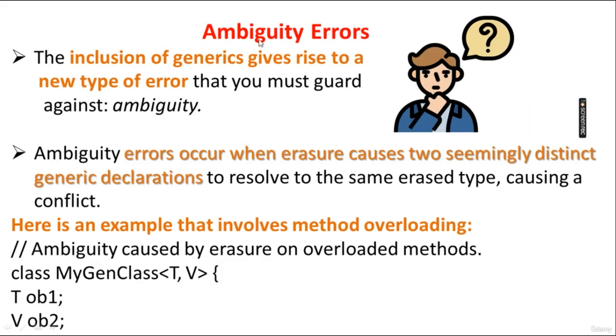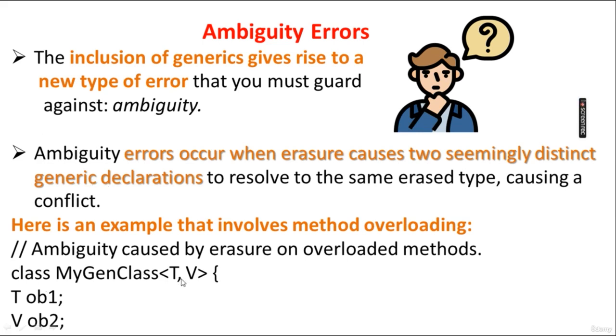Now, ambiguity errors. The inclusion of generics gives rise to a new type of error that you must guard against, that is ambiguity. Ambiguity errors occur when erasure causes two seemingly distinct generic declarations to resolve to the same erased type, causing a conflict. Okay, so when there are two seemingly distinct generic declarations, they will resolve to the same erased type, causing a conflict. Here is an example that involves method overloading. Ambiguity caused by erasure on overloaded method. So that conflict is nothing but the ambiguity.